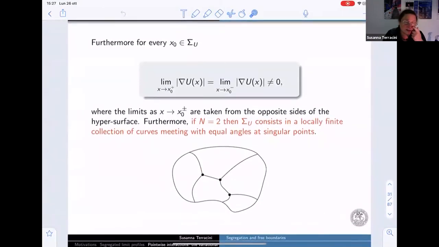But then there is more, which is in fact the key of the validity of this result. If you look at the regular part of the free boundary, at each point there are two components alive, and these two components reflect infinitesimally across this boundary. So the gradient of, let's say, one component and the gradient of the opposite component at the free boundary must be equal. In two dimensions, we have the same, but we have in addition that at the multiple junction, the curves meet with an equal angle property.